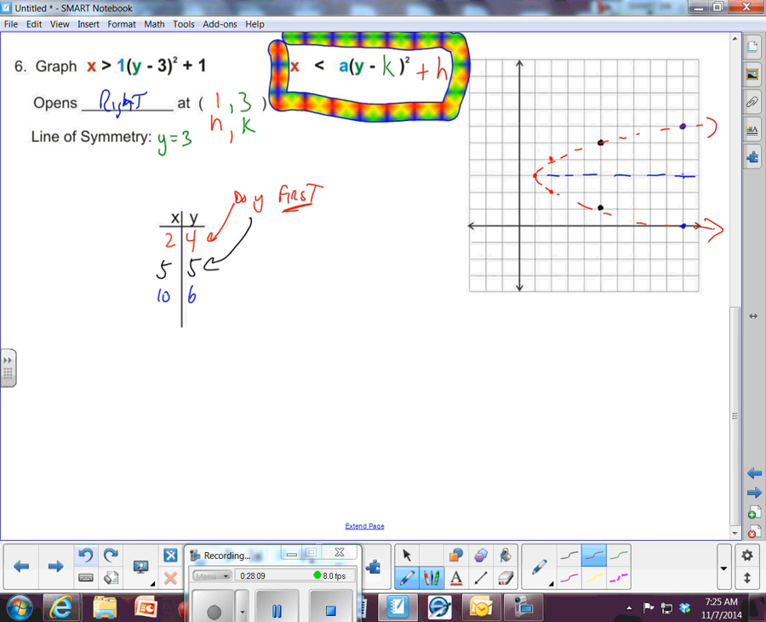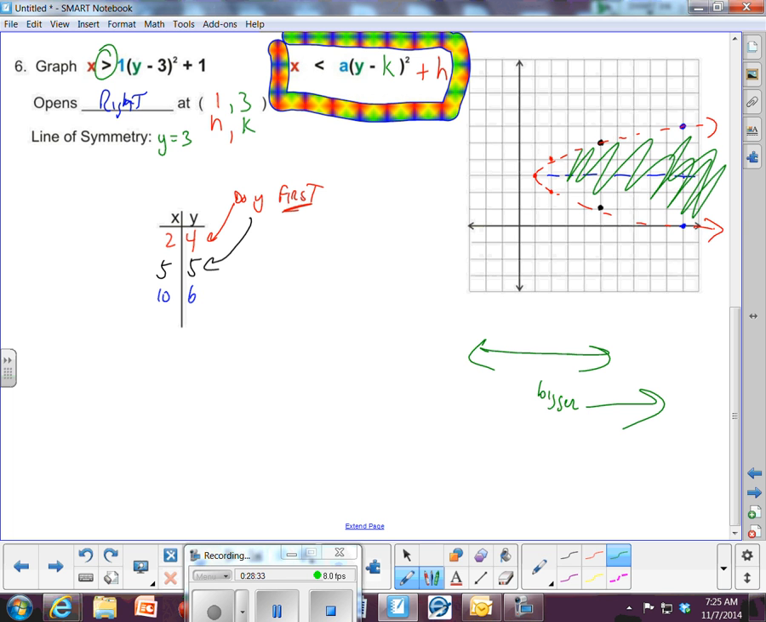Now, where are you going to shade for a greater than? Well, look, we're talking about an x-axis. On the x-axis, where do you get bigger? You get bigger to the right, don't you? So where are we going to shade? To the right. And this shading goes inside. To the left would be out here, right? And that's not where we are.